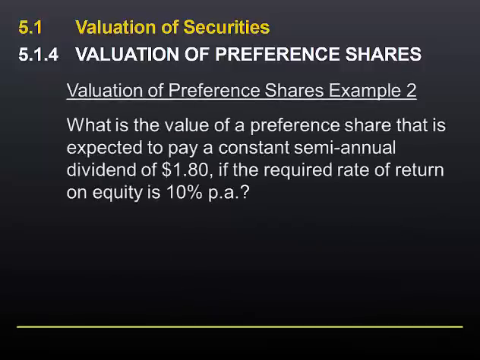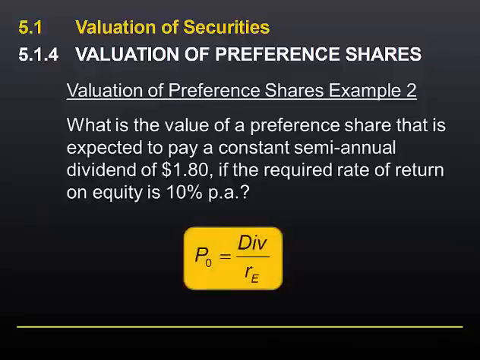What is the value of a preference share that is expected to pay a constant semi-annual dividend of $1.80 if the required rate of return on equity is 10% per annum? Here is the formula. The dividend that we have given is the dividend that's actually paid every 6 months, so there's no need to make a change there, but we're given a required rate of return that's an annual amount, and we need to convert that to a semi-annual value before we can apply the formula.